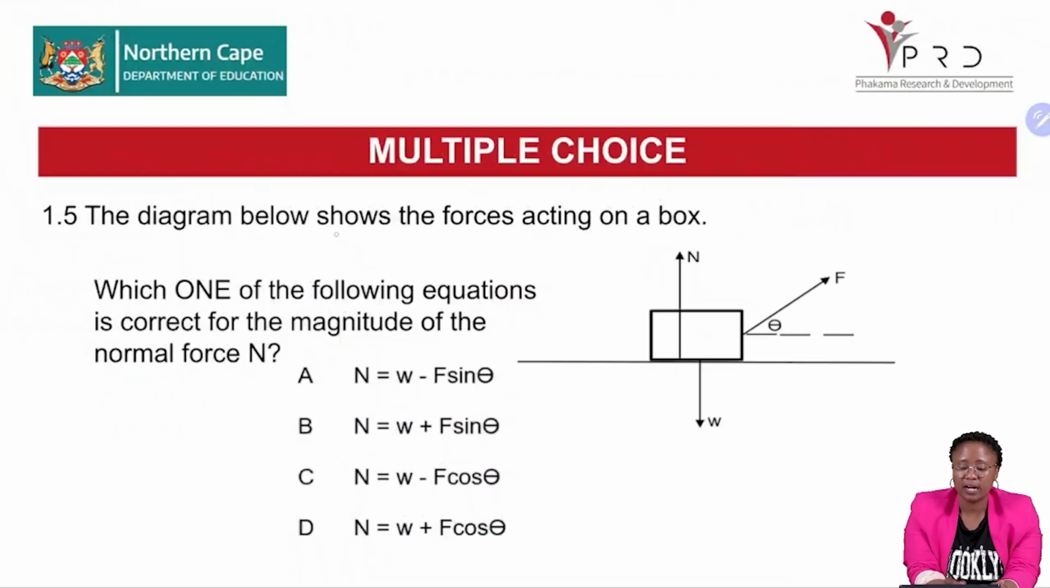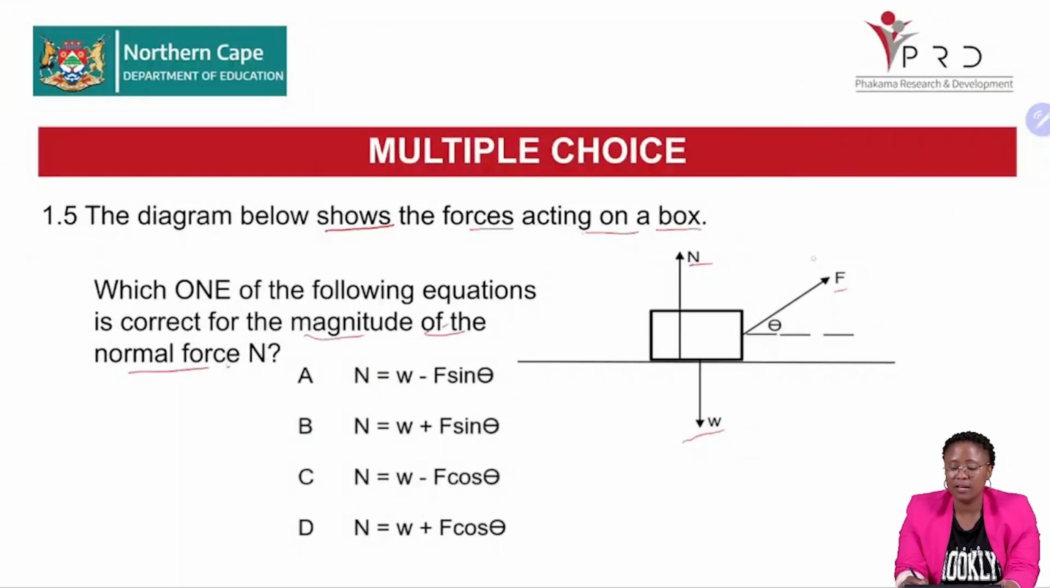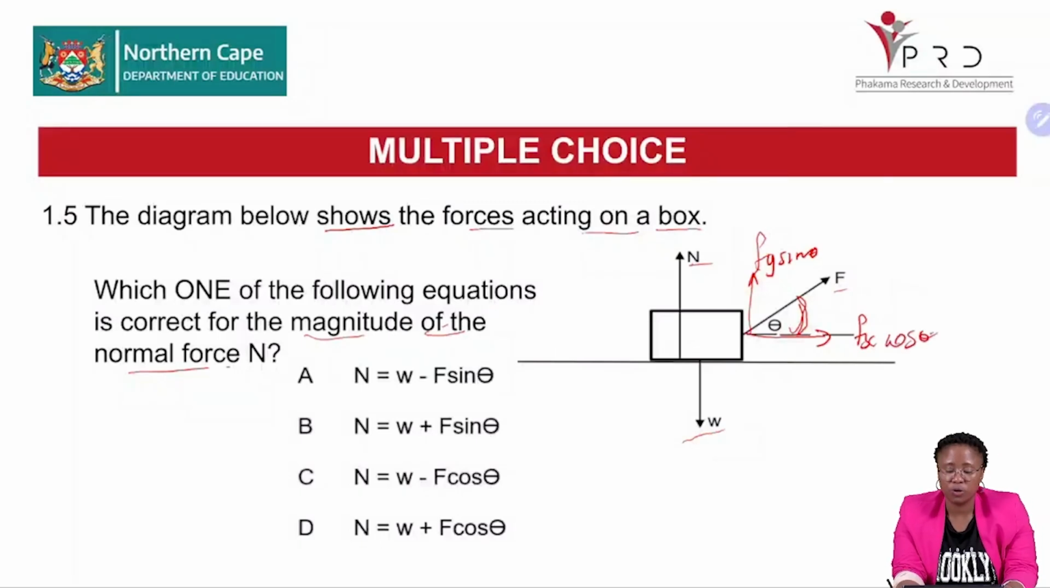It says the diagram below shows the forces acting on a box. There is our box. We have the normal force, we have the weight, and force F. Then they ask which one of the following equations is correct for the magnitude of the normal force? Remember, when we have an angle, the normal force does not only equal Fg, but it also has the component of F, because F is acting at an angle. We need to include the components, which are Fy, F sine theta, and Fx, F cos theta. So which one will be the correct answer?